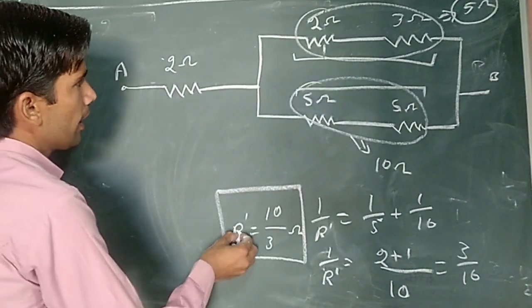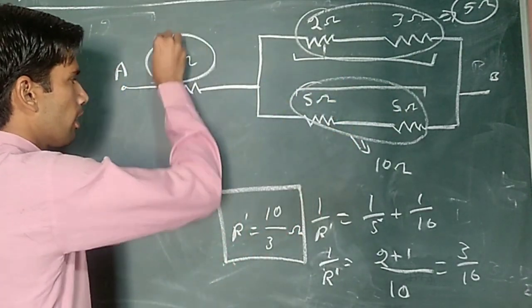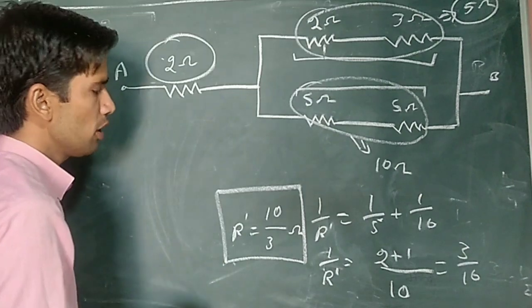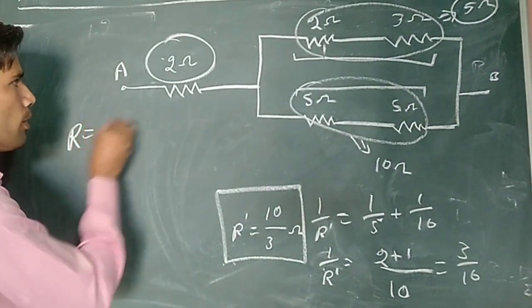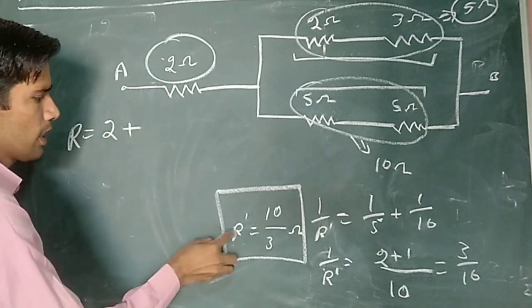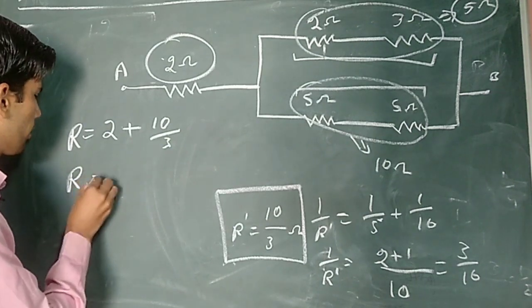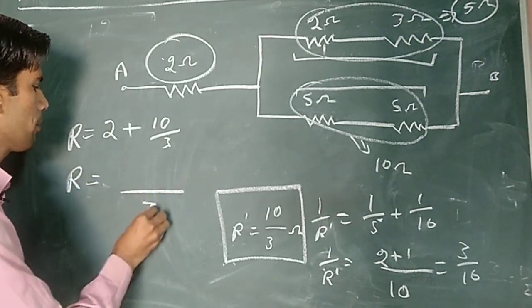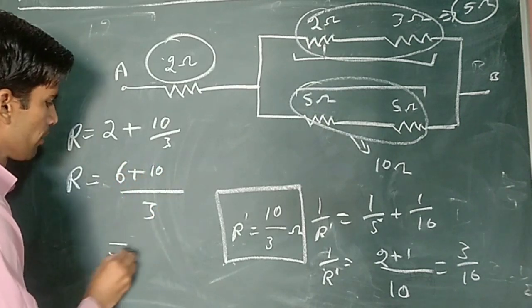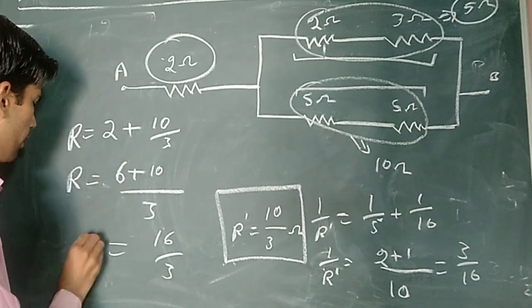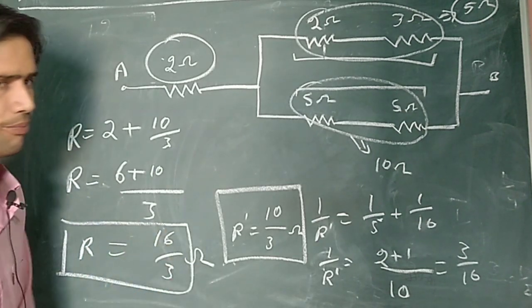Now R dash, the resistance of this part, and this 2 ohm resistance are in series combination. Now the net effective resistance R is equal to 2 ohm plus R dash, where R dash is 10 by 3. Then the net effective resistance R, taking LCM as 3, is 6 plus 10, which is equal to 16 by 3. The net effective resistance is 16 by 3 ohm.